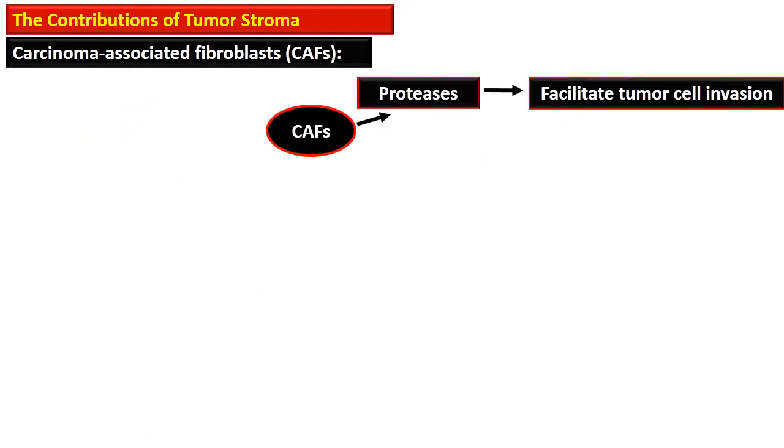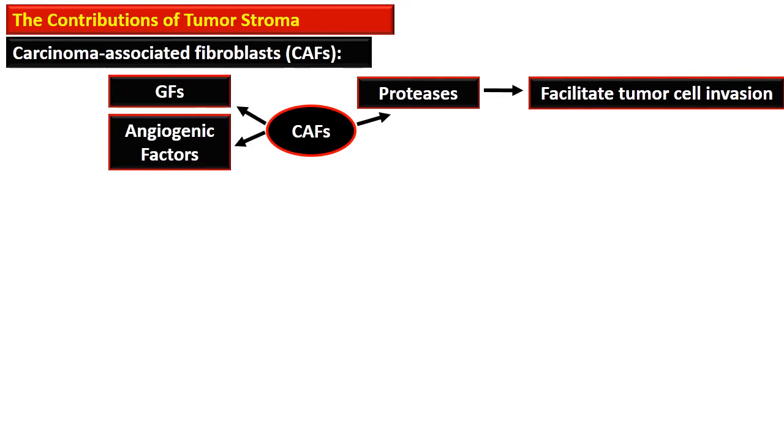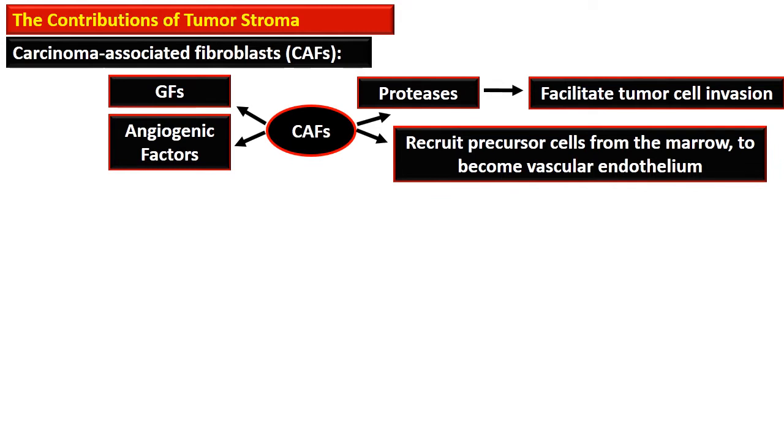The carcinoma-associated fibroblasts secrete proteases that facilitate tumor cell invasion. They also secrete growth factors and angiogenic factors. They also secrete some factors that recruit precursor cells from the marrow, and these precursor cells become vascular endothelium later on.